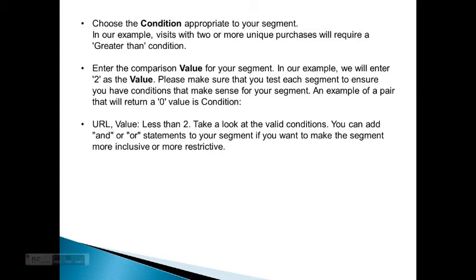Please make sure that you test each segment to ensure that you have conditions that make sense for your segment. An example of a pair that will return a 0 value is a URL condition with a value less than 2. Take a look at the valid conditions. You can add and/or statements to your segment if you want to make the segment more inclusive or more restrictive.